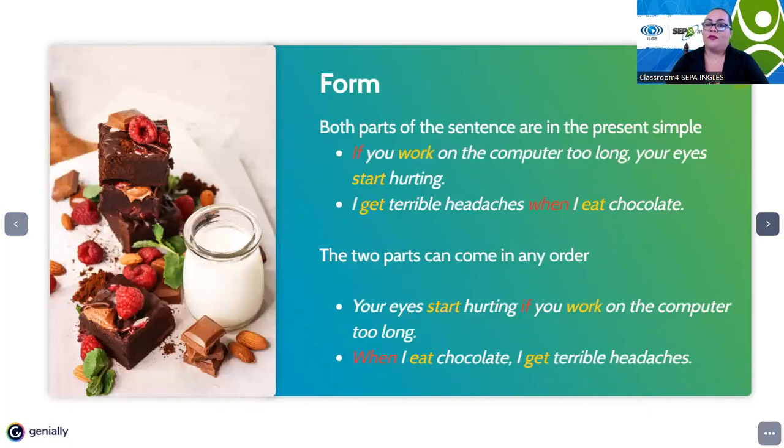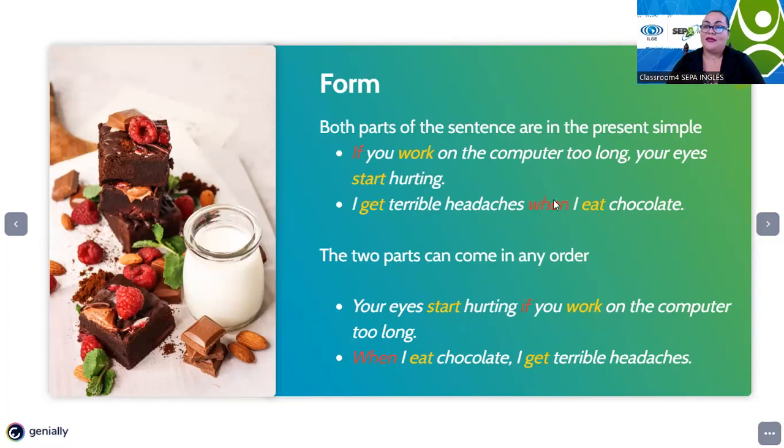If you work on the computer too long, your eyes start hurting. I get terrible headaches when I eat chocolate. If you work on the computer too long, your eyes start hurting. Si tú trabajas demasiado en la computadora, tus ojos se empiezan a lastimar o empiezan a arder. I get terrible headaches when I eat chocolate. Me dan dolores terribles de cabeza cuando como chocolate.